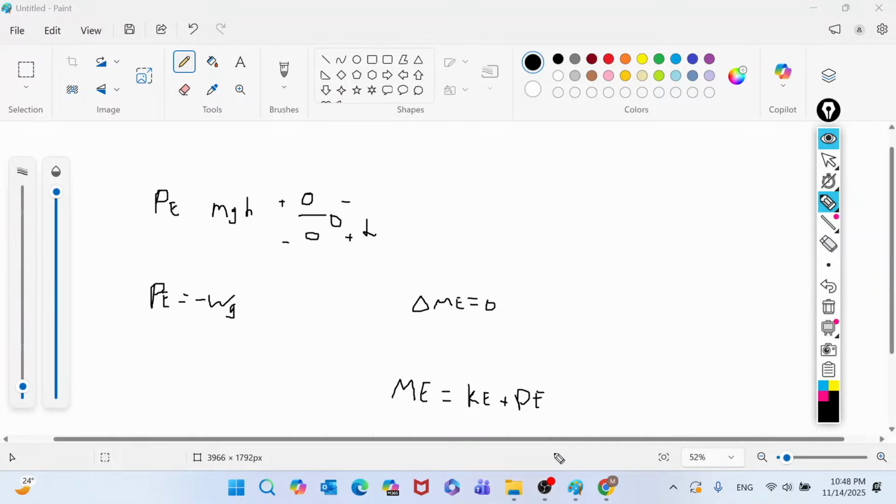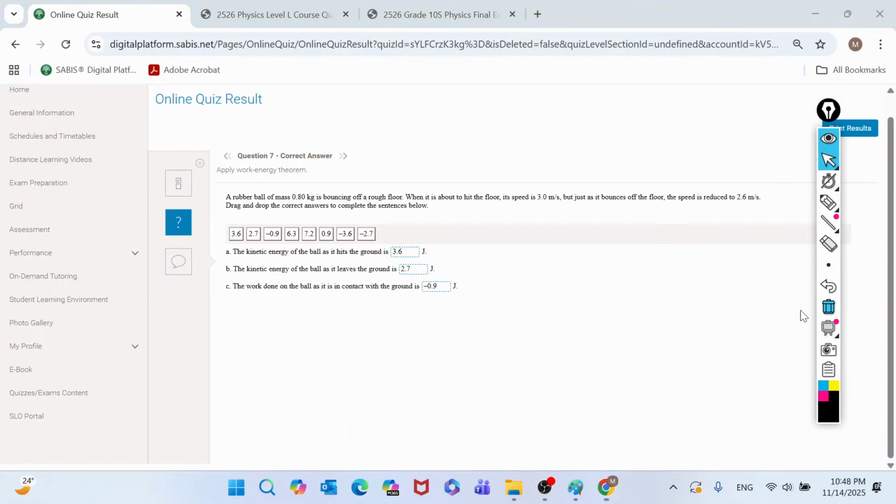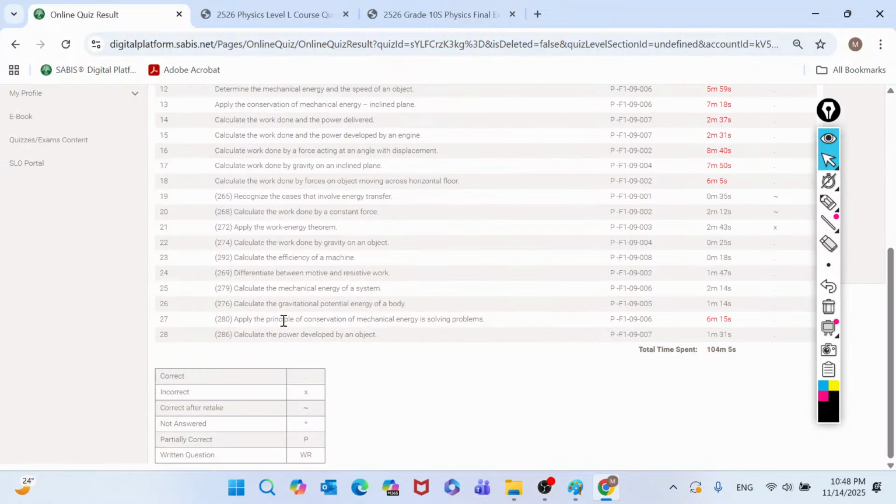Okay? Now, guys, I'm gonna go to the quiz and solve a question about this. This question a lot of people asked about it. Question 27. The pendulum.